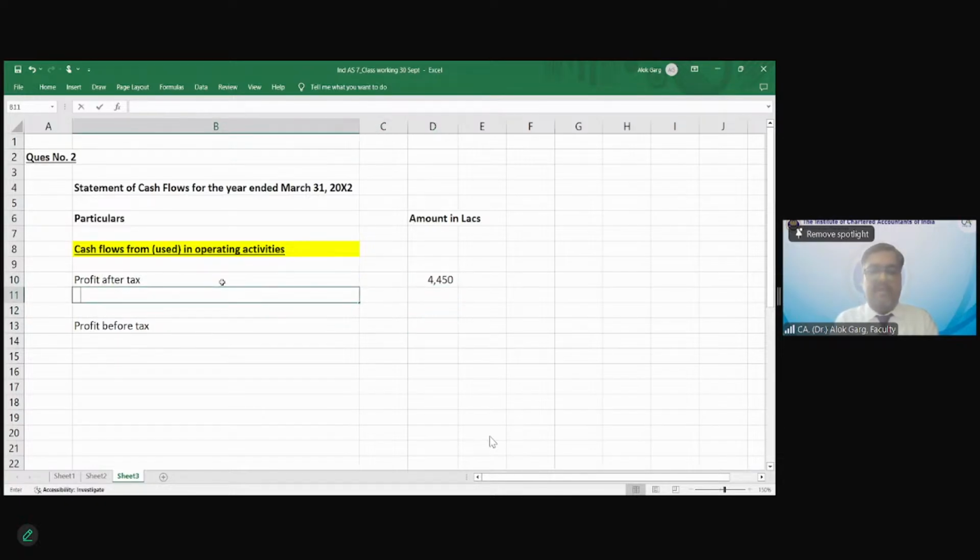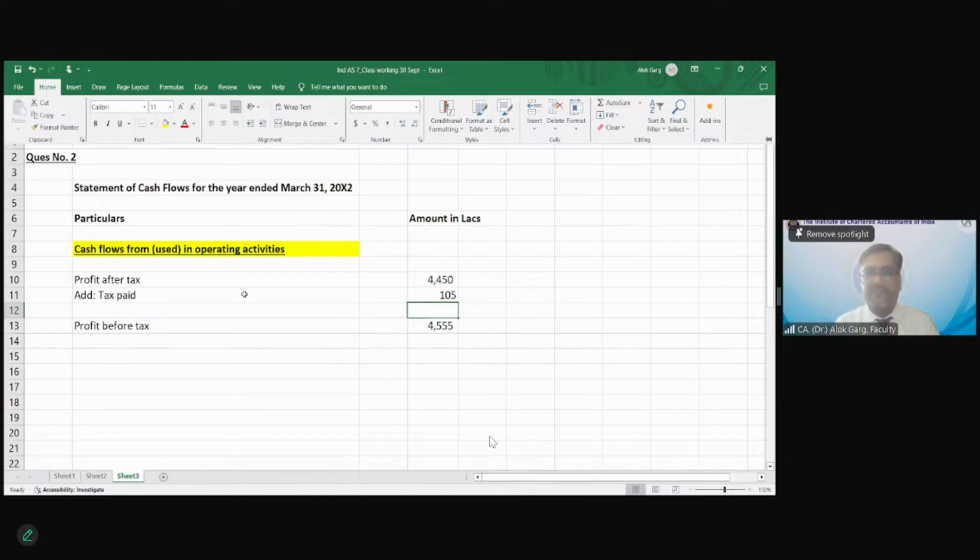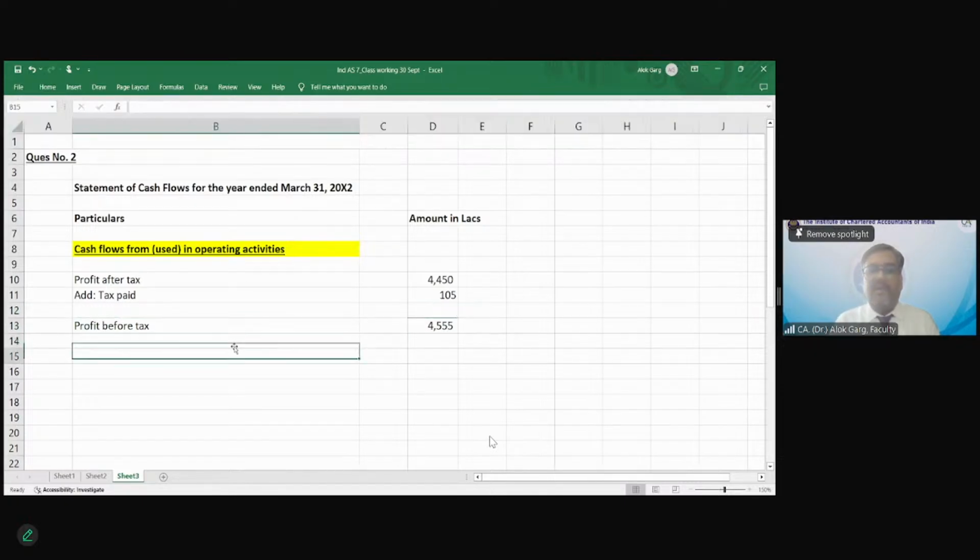Add tax. The tax expense is given, right? What is my tax expense? 105. What is my tax paid? 105. So what is my profit before tax? 4555. Okay, so this is my profit before tax. So I got my starting point. Is that clear? Yes, sir.